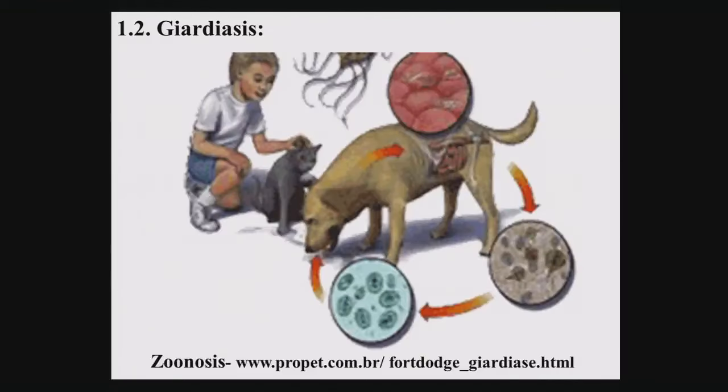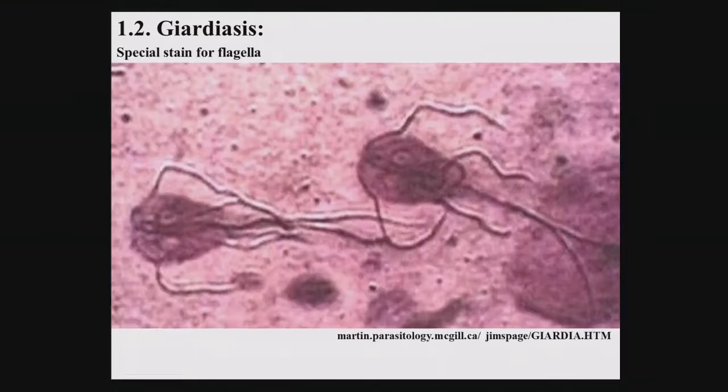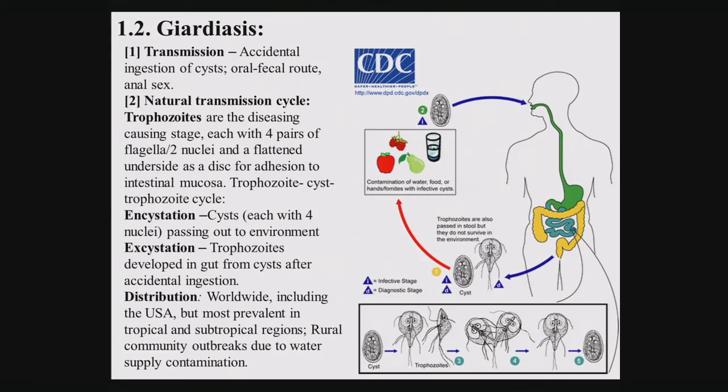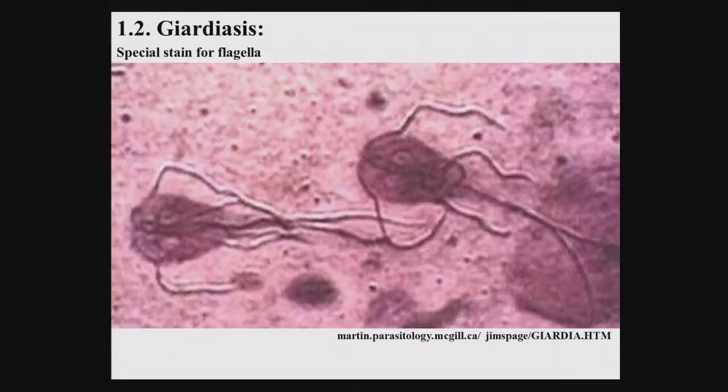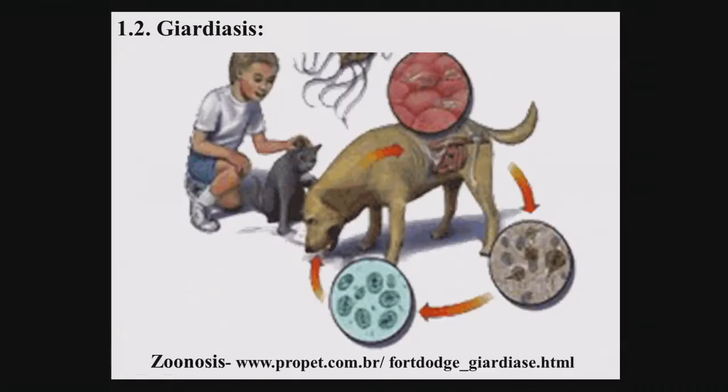I think I want to show this again. I forgot to mention here, if you look at this structure, you can see one side of the protozoa is flattened, which is the side that attaches to the gut epithelium and creates the problem.